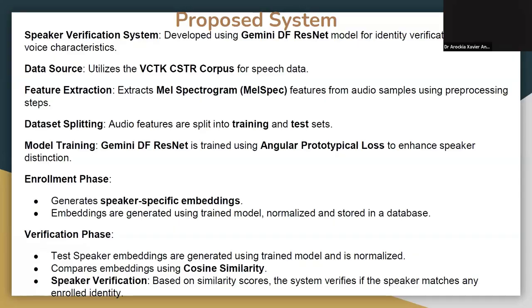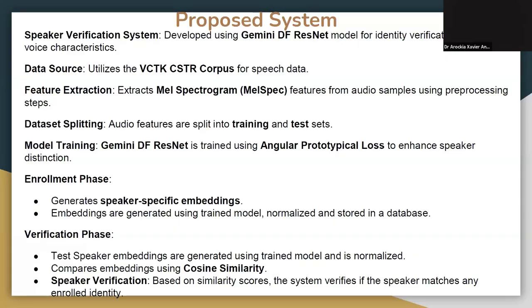The model training is basically using the DF ResNet of Gemini. It is trained using angular prototypical loss to enhance speaker distinction. This is where we fine tune the parameters for building the model. We bifurcated it into two parts. The enrollment phase is where initially the voice-based system is activated to hold the data. It generates speaker-specific embeddings for individual new users. Embeddings are generated using the trained model, normalized and stored in the database.